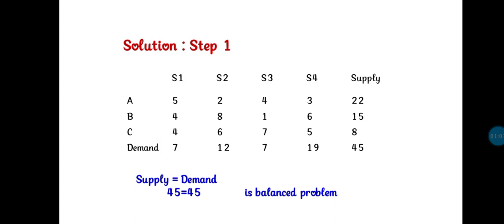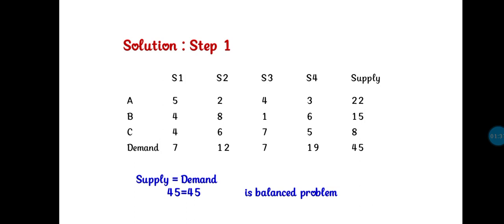In this problem, we have 3 rows and 4 columns, and also given its corresponding demand and supply values. Using these demand and supply values, we can easily identify whether the given problem is balanced or unbalanced. Now we will check these values. Here the demand values are 7, 12, 7, 19. Adding these values we get 45.